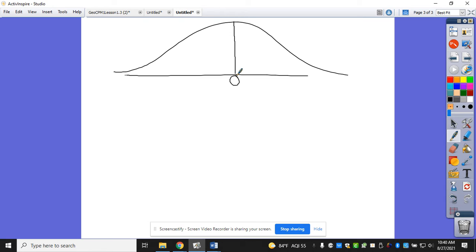Numbers that go this way are what? Negative. Numbers that go this way are what in relation to the mean? Less than. Numbers that go this way are? Greater than. So this entire left side is for dealing with numbers that are less than the mean. The entire right side is for numbers that are more than the mean.